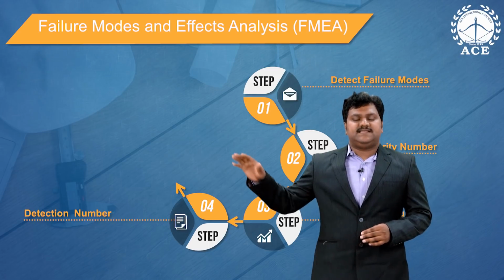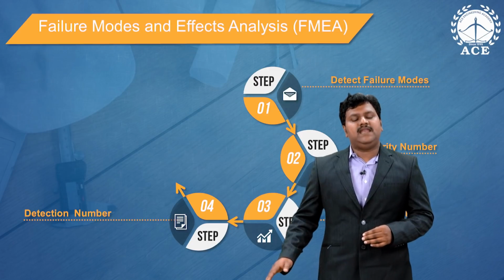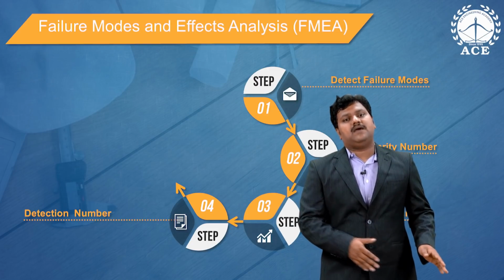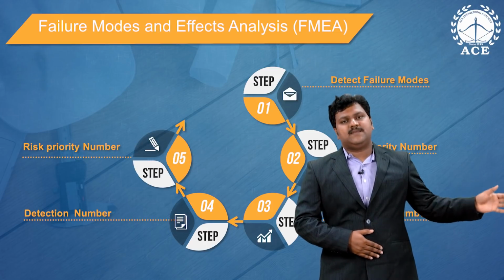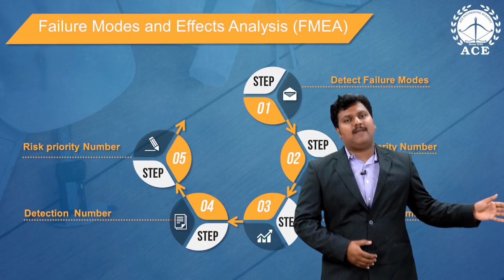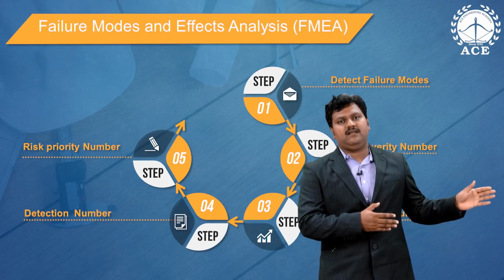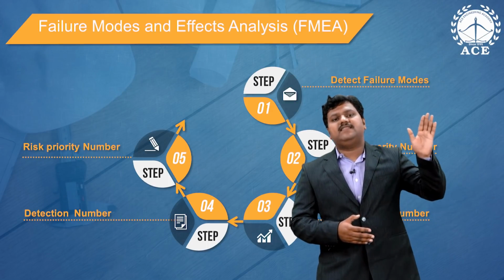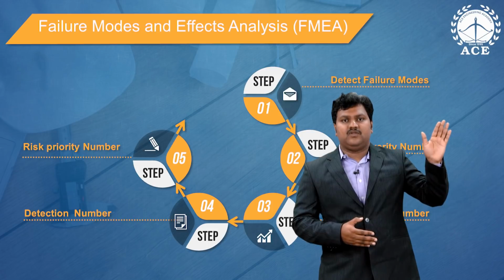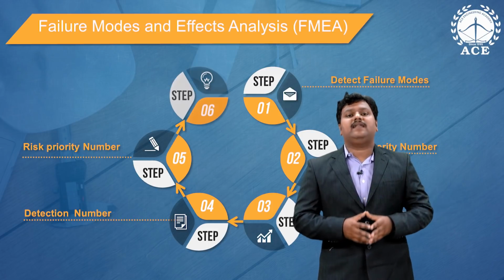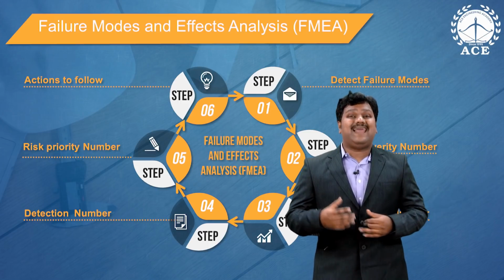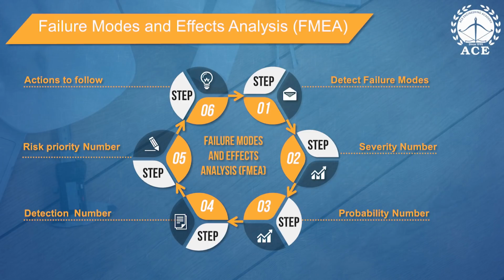So the severity number, probability number and detection number are multiplied together to form the risk priority number, and based on this risk priority number, we go across with the various actions or follow-up changes for the design so that the product can become reliable and safe.